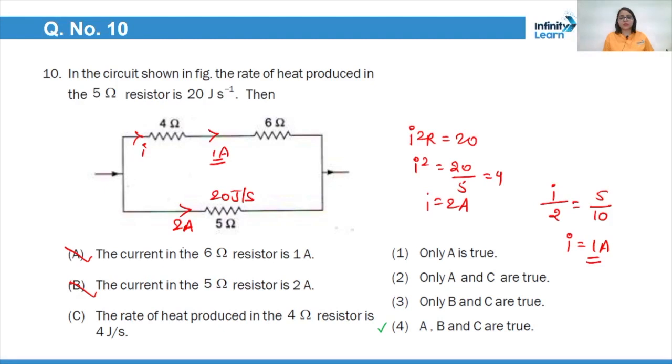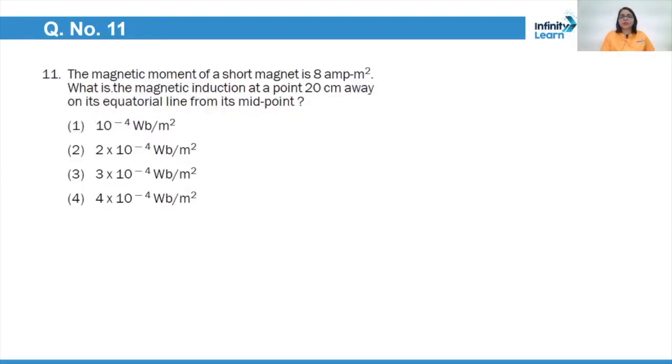The rate of heat produced in 4 ohm is 4 joule per second. So yeah, it is I square into R. So it is 1 square into 4, that is equal to 4 joules per second. So all A, B, C are true. That is why option 4 is correct. Next is question number 11.